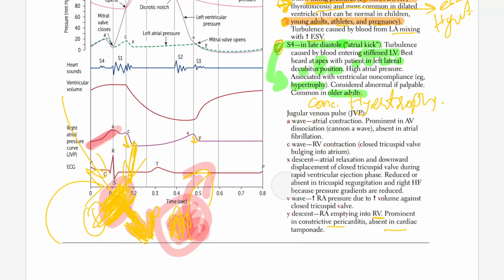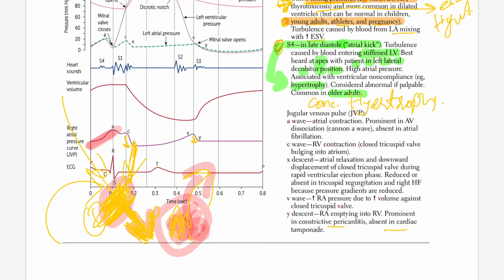What do we have? JVP. We have two descents, X and Y descent. Just know that there are two descents, X and Y descent. All the others are just the waves. So we have the A wave, which is atrial contraction. The atria contracts the blood into the right ventricle. That's going to give you the A wave.